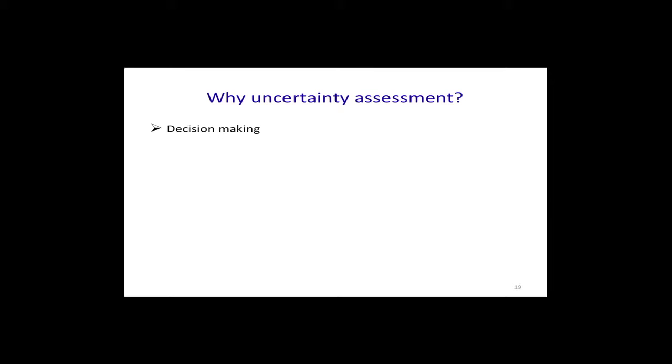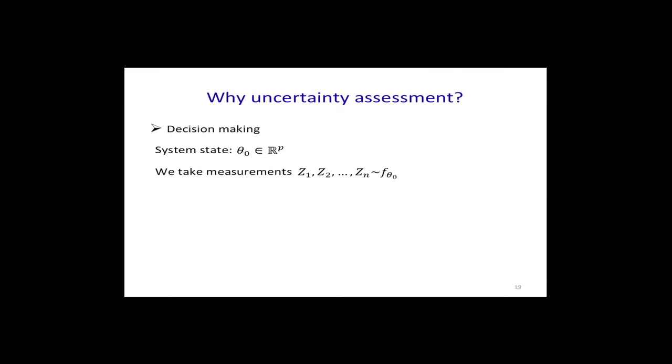The second reason is decision making. Uncertainty assessment is very important here. Let's say you have a system, and the state of the system is encoded by a large parameter vector, theta zero. You don't know the state of the system, but you are monitoring it and taking measurements z1 to zn. Let's say they come from some probability distribution that depends on the underlying state, theta zero. Once you have these measurements, you want to estimate the state of the system, and based on this estimate, you want to take an action.